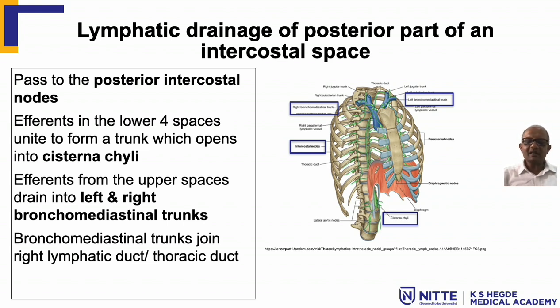You are all aware of the term cisterna chyli, which continues as the thoracic duct. Efferents from the upper part of the posterior intercostal spaces drain into the left and right bronchomediastinal lymph trunks. As discussed earlier, the bronchomediastinal lymph trunks join with the right lymphatic duct on the right side or the thoracic duct on the left side.